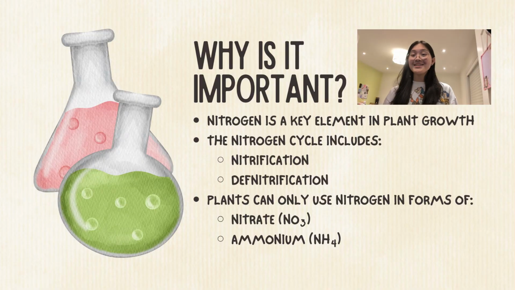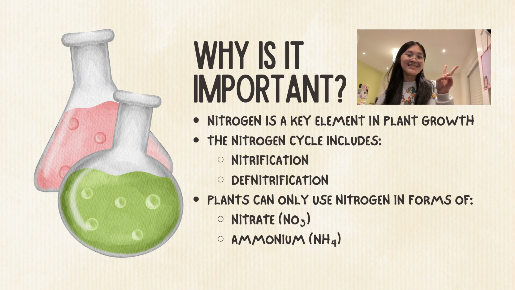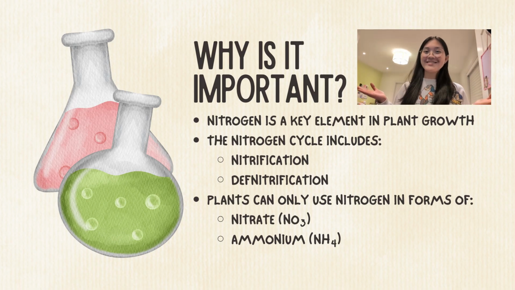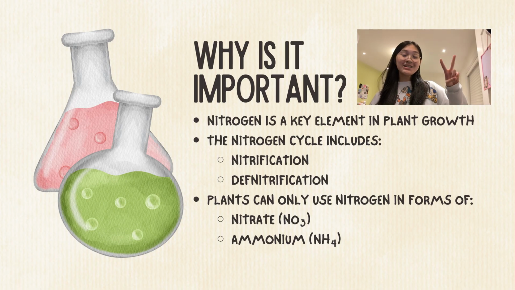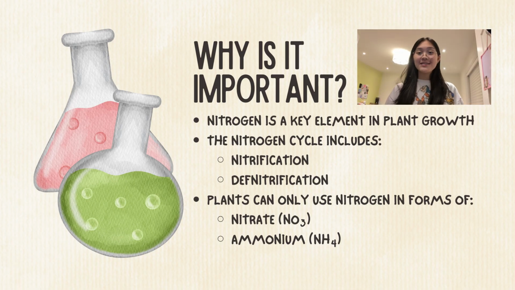But why is this important? Let's first understand the importance of nitrogen. Nitrogen is a key component of plant growth found in both proteins and DNA. It makes up some key components like chlorophyll and amino acids. The nitrogen cycle consists of nitrification and denitrification, which help regulate the levels of nitrogen in soil.